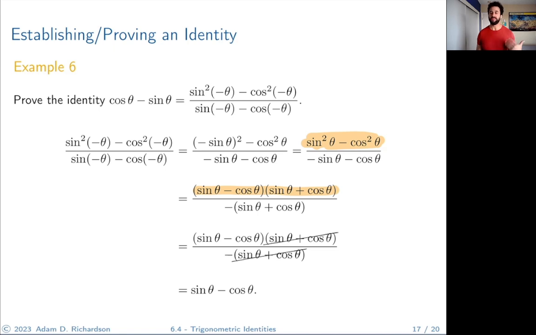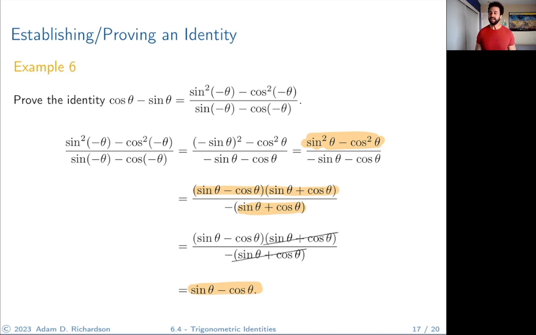So now we've got sine theta minus cosine theta in the top. We've got sine theta plus cosine theta in the top. Those are our two factors. In the denominator, both of those terms have a negative associated with it, so we can factor out the negative, and in the denominator we'll get this. Then something nice happens. We can cancel the sine theta plus cosine theta, and lo and behold, we are left with sine theta minus cosine theta. And there it is.